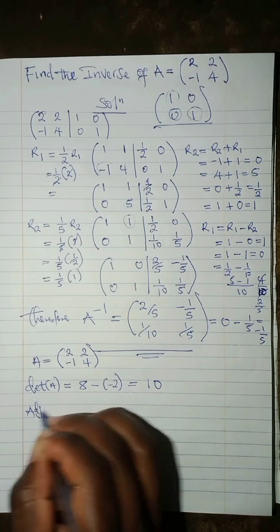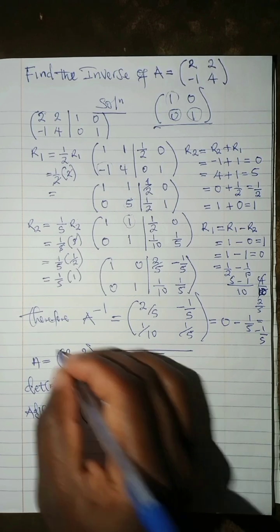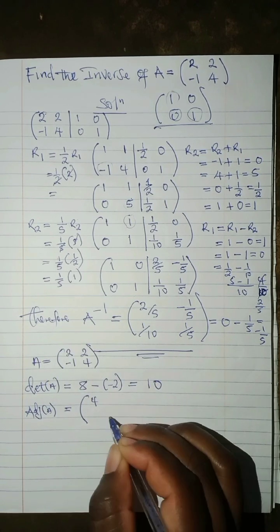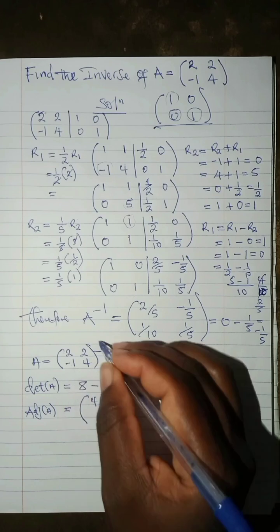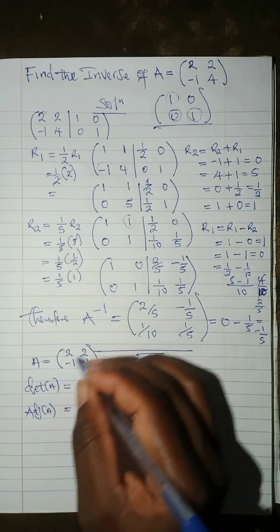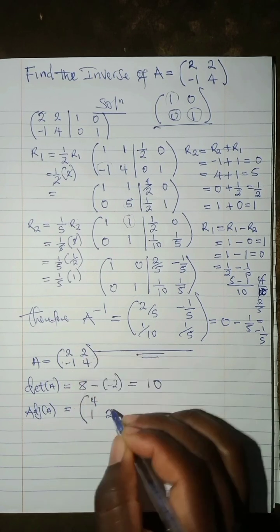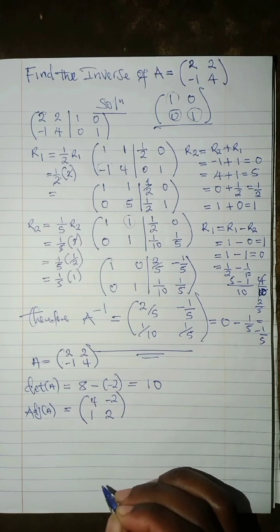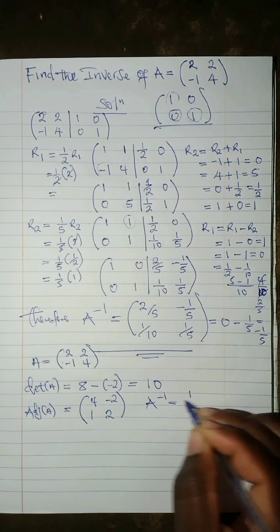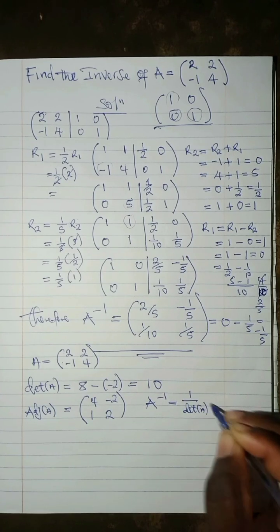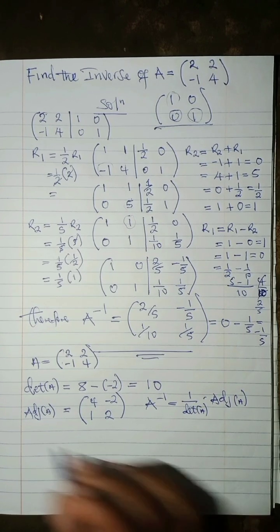After that, find the adjoint of A. So how can we find the adjoint? Swap what is in the major diagonal, which will be 4, 2, like that. From there, multiply a negative with what is in the minor diagonal. So when we multiply our negative there, it will be +1. There, it will be -2. So how can we find the inverse? The inverse of A is given by 1 over determinant of A, multiplied by the adjoint of A, like that. So let me write it here.